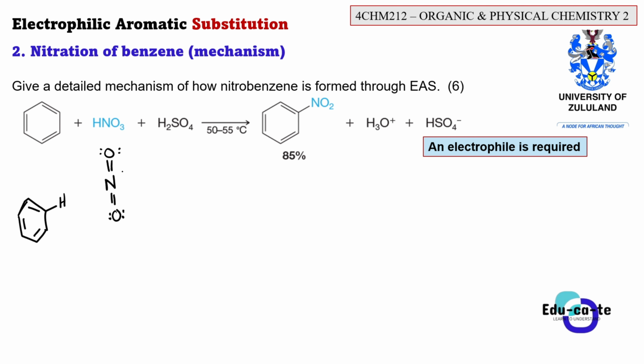It's an electrophile because here we're now having a positive charge. Now you can see that this nitrogen is now more positive because this oxygen is pulling electrons away from it. This oxygen is also pulling electrons away from it. So this is NO2 plus, an electrophile. So what will happen?